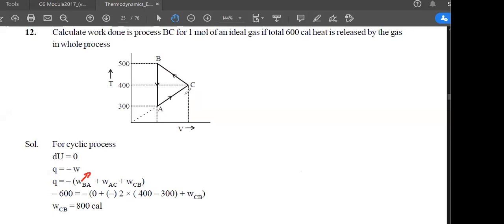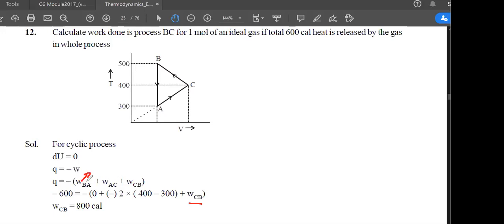So you can find the work done in AC, which is minus 2 into 400 minus 300, because pressure is constant. So we can find it. Then work done by CB: you can easily calculate the work done by CB by taking this to that side.